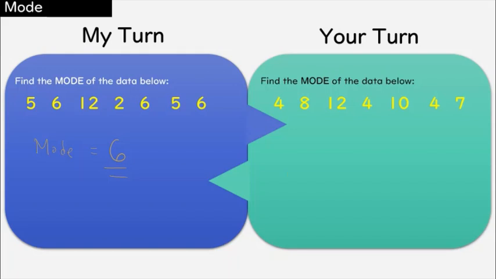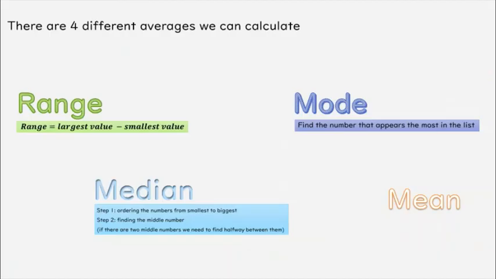You'll notice that the mode is 4. It turns up 3 times, which is more than any other number. We won't have any practice of that, that's quite straightforward. Last one to cover is the mean.